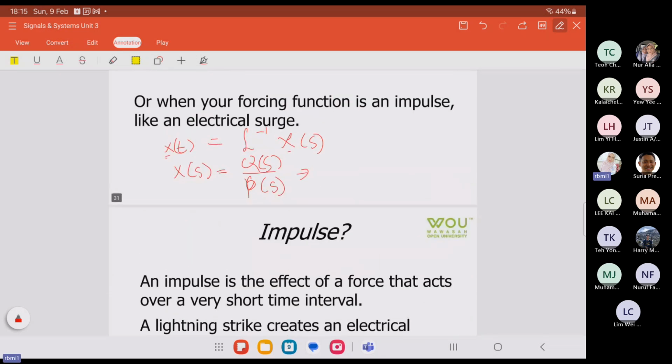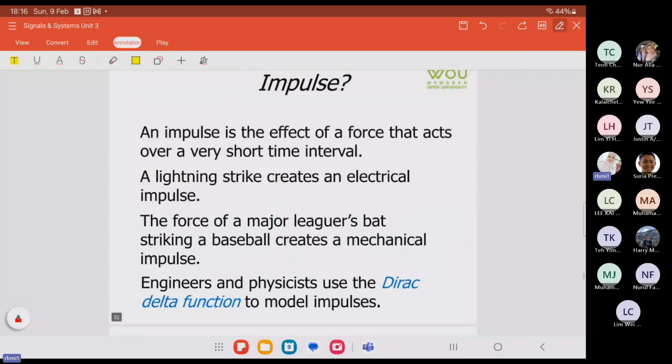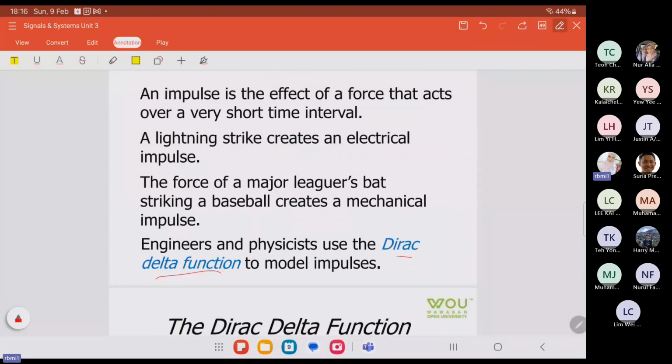Alright, next we go to the impulse. Impulse is the effect of a force that acts over a very short time interval. Engineers and physicists use the Dirac delta functions. What is that? This one. The Dirac delta function, normally we write it as this.